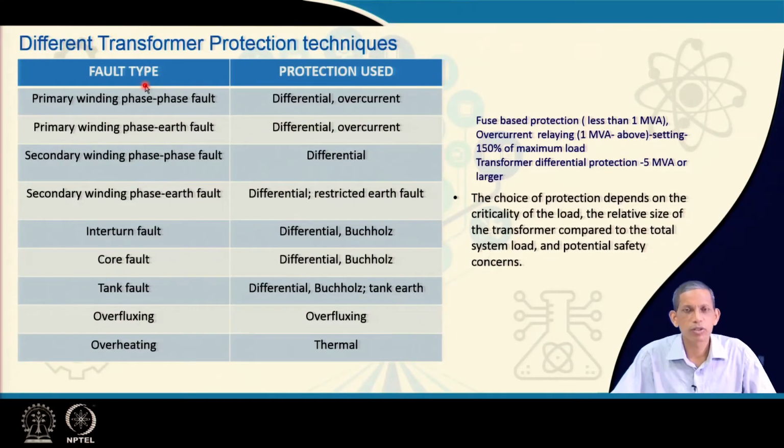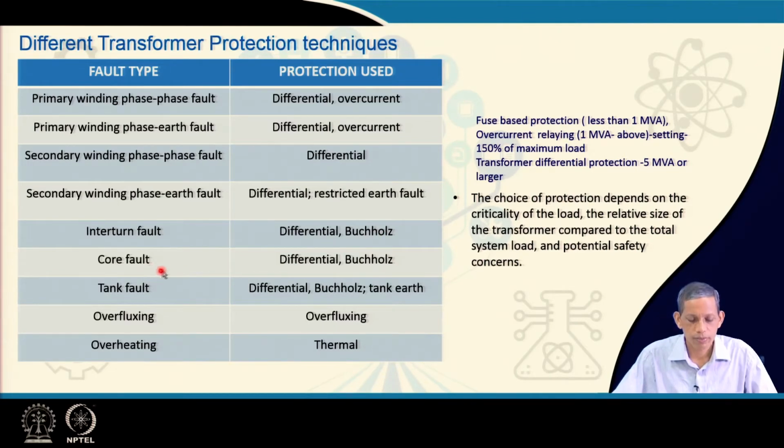Now, to further simplify, the types of fault and the corresponding protection used from the electrical perspective. Faults in the primary winding: differential and overcurrent, and even a fuse may be preferred. Primary winding phase to earth fault: differential and overcurrent. Secondary winding fault: differential can also be there. Secondary phase to earth fault: restricted earth fault, and we will address those things in our later discussion. Internal faults can be identified from the differential principle, and also the Buchholz relay, the mechanical form of relay.